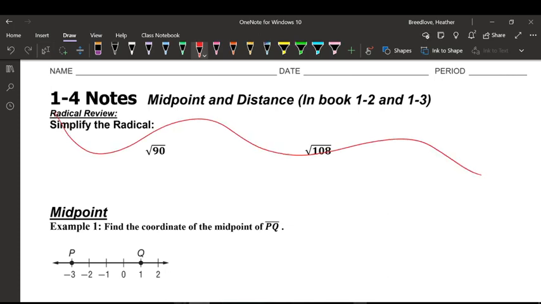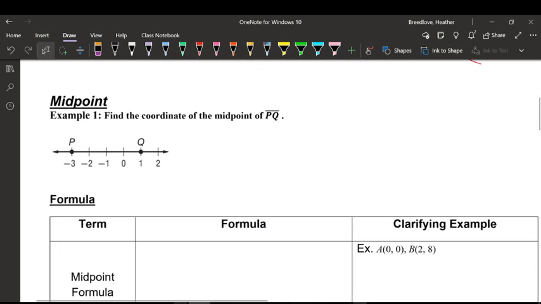All right, we're not going to worry about simplifying the radical. You're going to have a calculator all the time. If you want to do decimals, that's fine. I'm not stressing on that part. That's not the important part today.